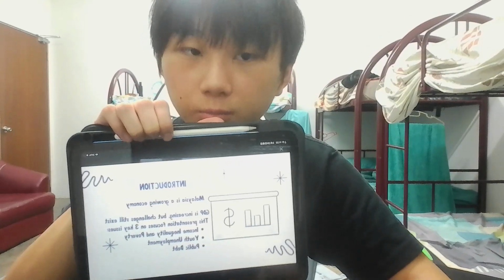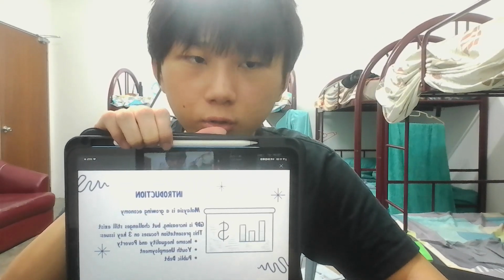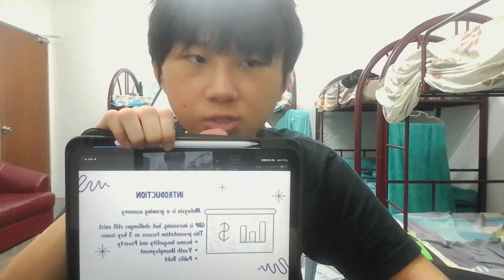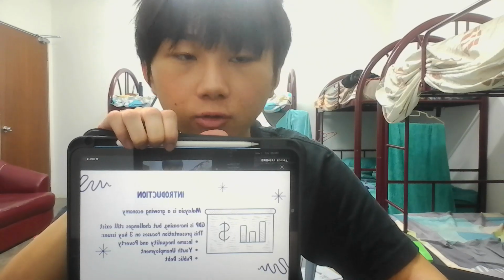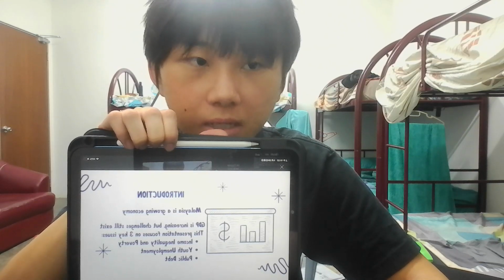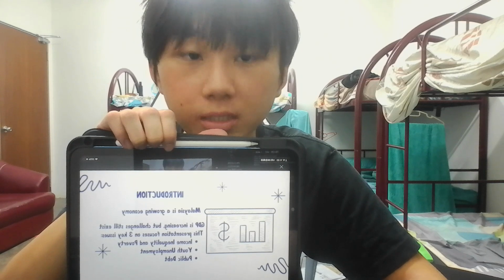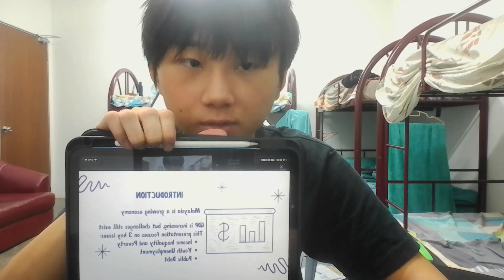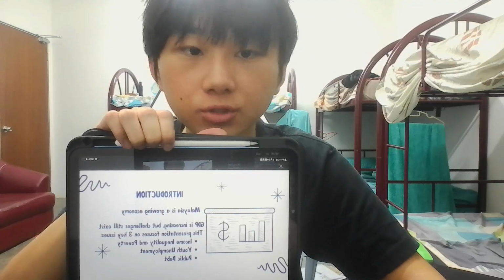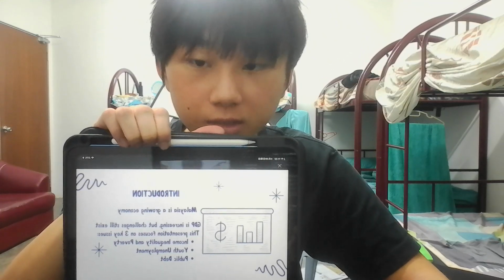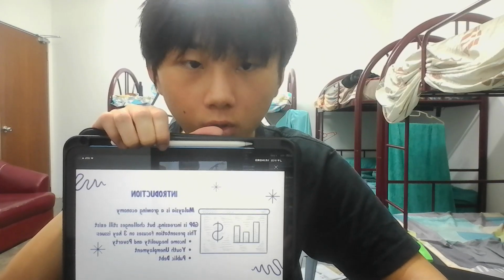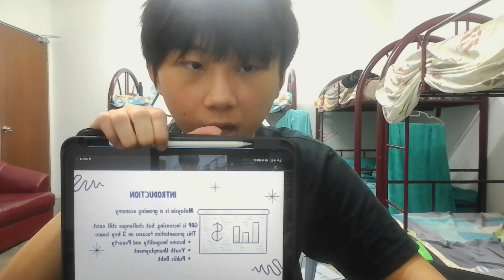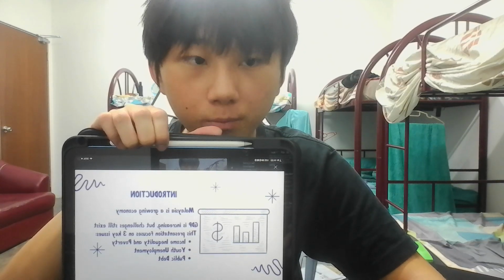So Malaysia is now a growing economy and its GDP has been increasing over the years. However, economic growth does not mean that all people benefit equally. There are still several challenges that affect the country's development. In this presentation, I will discuss three key issues, which are income inequality and poverty, youth unemployment, and public debt.